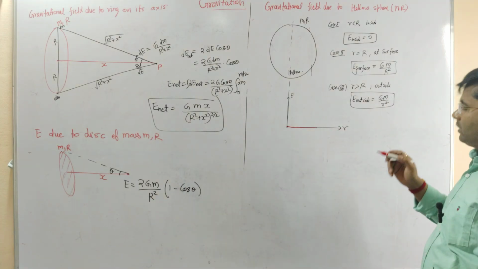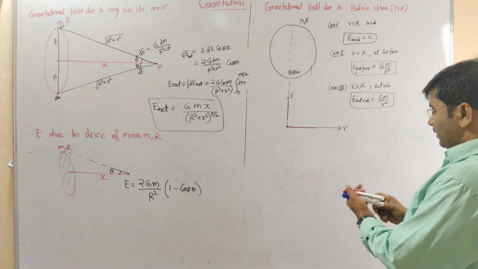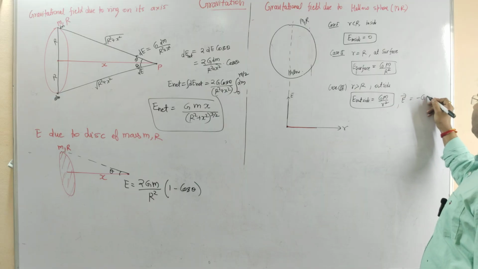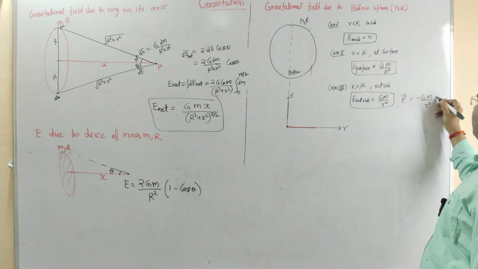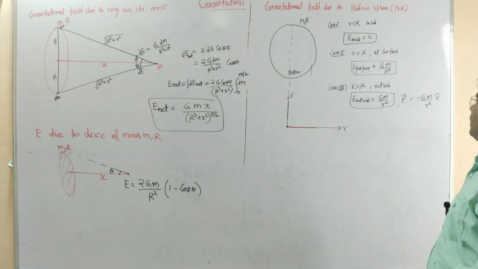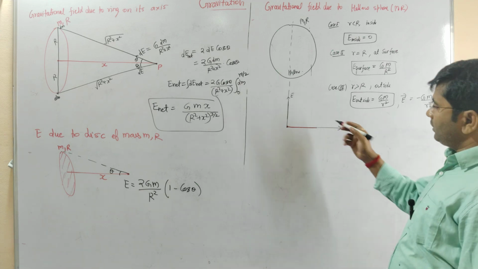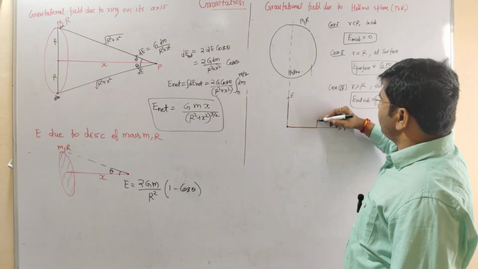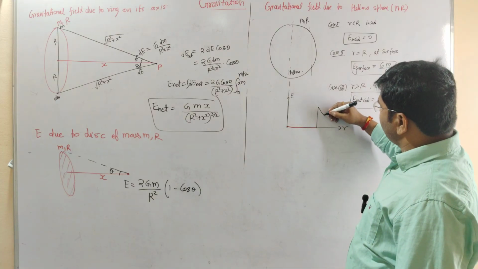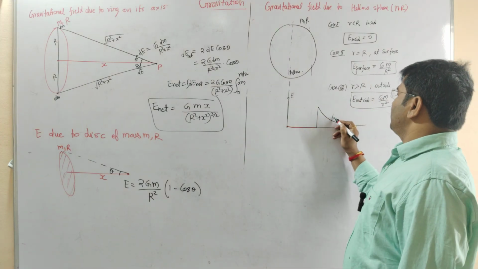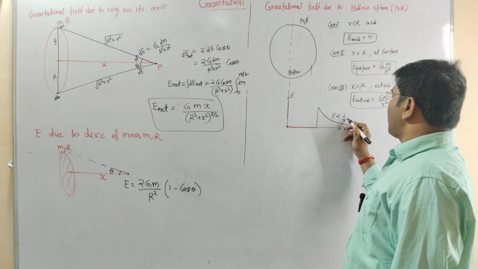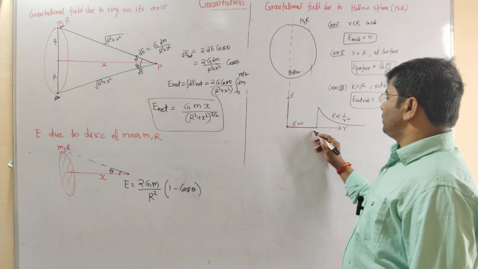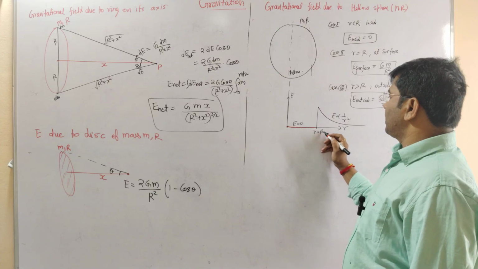Suddenly the field will increase in value. If I'm writing in vector form, the field outside will be minus Gm by R square into R cap. Here I'm plotting the value. Suddenly it will increase, then again it will decrease from there. So E will be proportional to 1 upon R square outside, and E will be 0 inside.